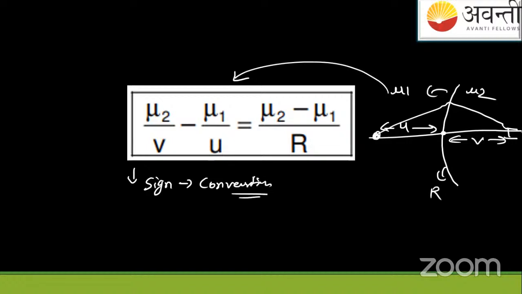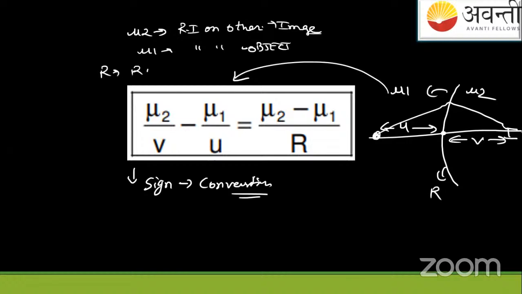Mu2 is the refractive index on the other side, the image side. Mu1 is the refractive index on this side, the object side. R is the radius of curvature. This is the formula, note it down, and then I will tell you the sign conventions.